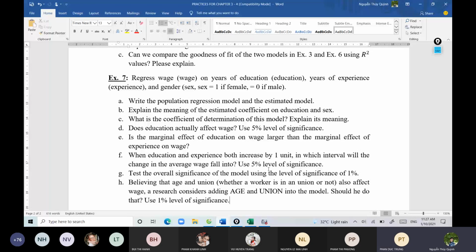Beta 1. Yeah, beta 1. Beta 1 is the marginal effect of education on wage. What is the marginal effect of experience on wage? Beta 2. Yeah, beta 2. So now we say that the marginal effect of education on wage is larger than the marginal effect of experience on wage. What does it mean?